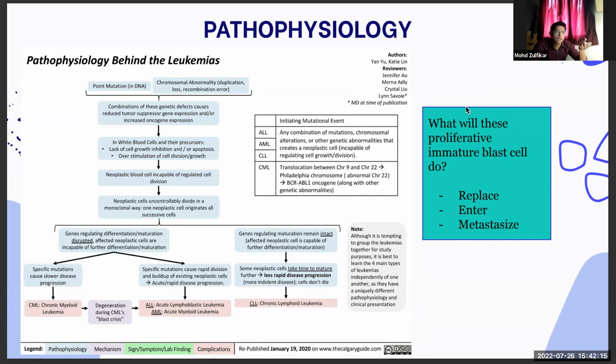So what will this proliferative immature blood cell actually do? It does three things: the first one is replace, and the third one is metastasis. So, replace.